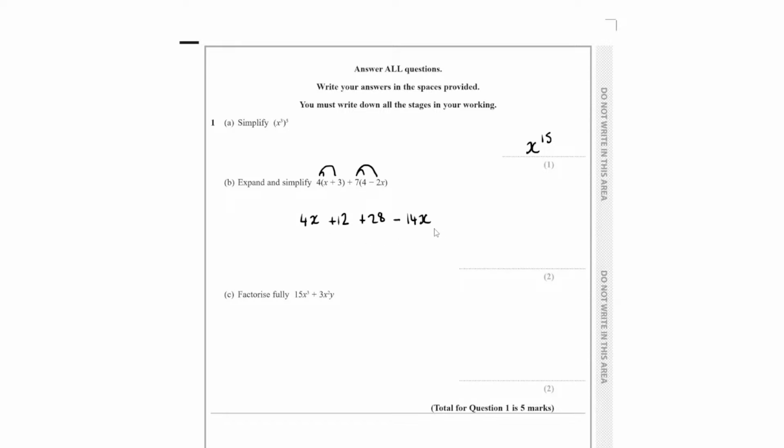So I've expanded it. That's step 1. Step 2 is then to simplify. You can see that I've got some x's and just some numbers. 12 and 28 add up to make 40. And then 4x minus 14x gives me minus 10x. It doesn't matter if you wrote it the other way around. If you put minus 10x plus 40, that's also the same thing. Whichever of those two options is fine.